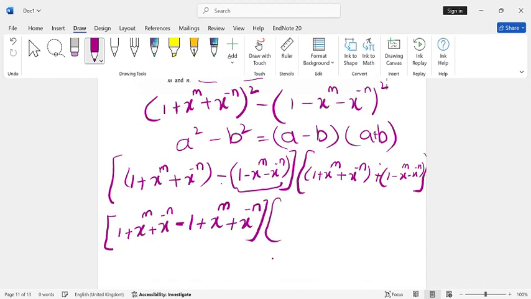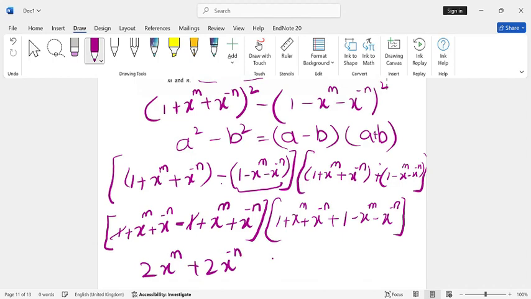Now, similarly, we do this from this equation. We have x^m plus x^-n, and we multiply plus with all these values. We have plus 1 minus x^m minus x^-n. So, as you can see, 1 and minus 1 are cancelled out. And we have to add plus 2x^m plus 2x^-n.